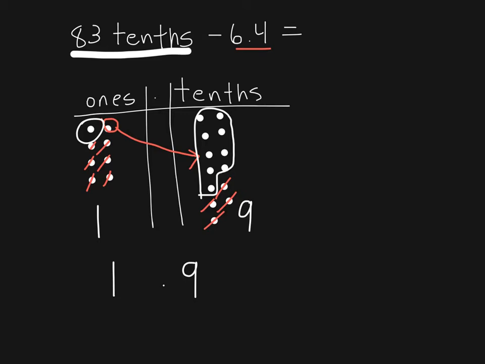Okay, to use the written method, I am going to write 83/10.